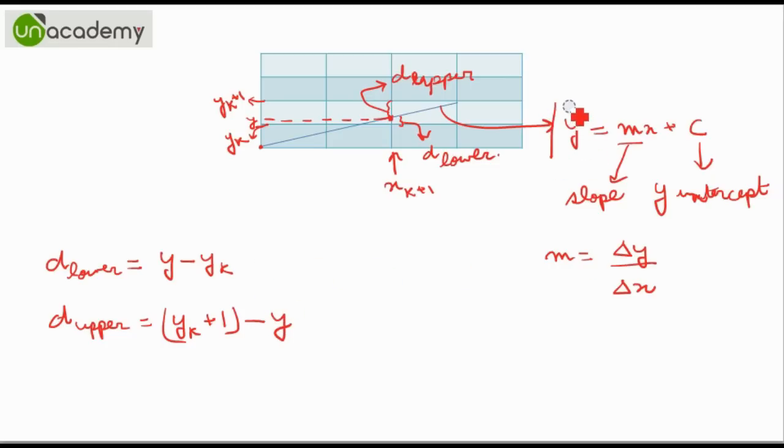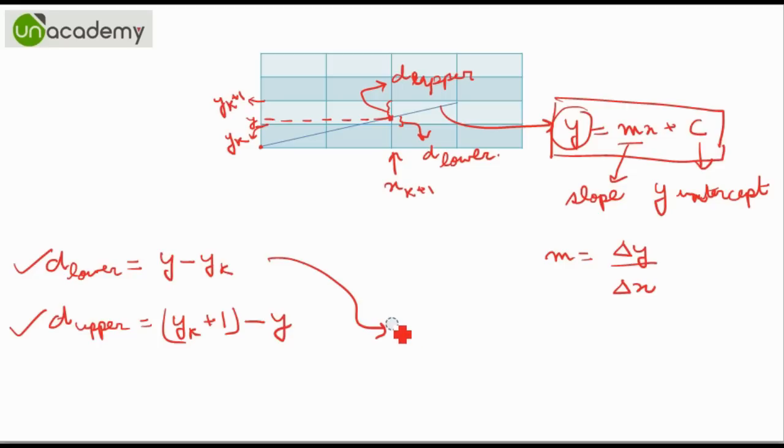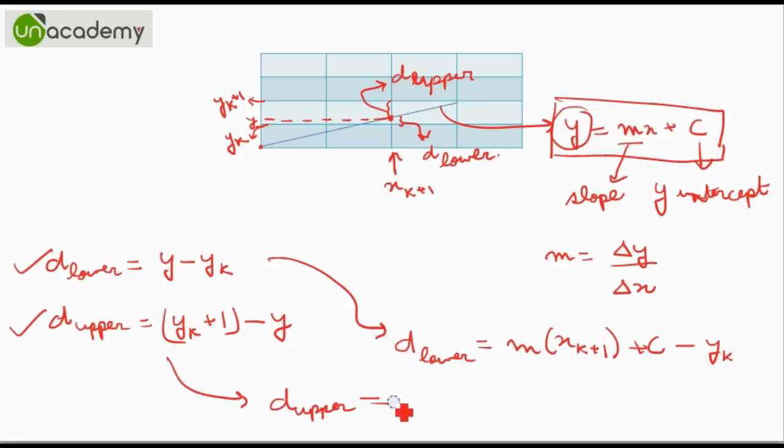Now if we replace this value of y into these equations, d lower and d upper, then we get d lower equal to m times xk plus 1 plus c minus yk, and for this equation, we have d upper equal to yk plus 1 minus m times xk plus 1 minus c.